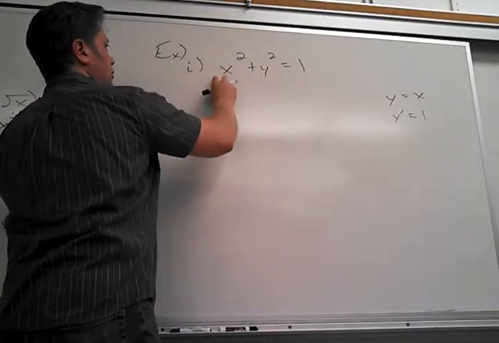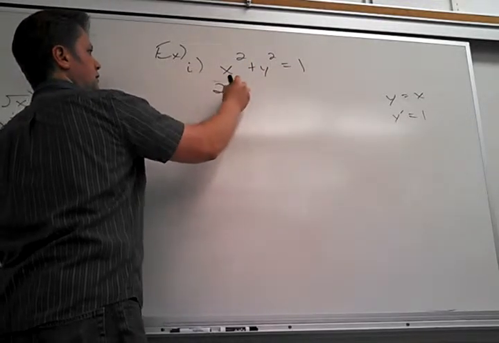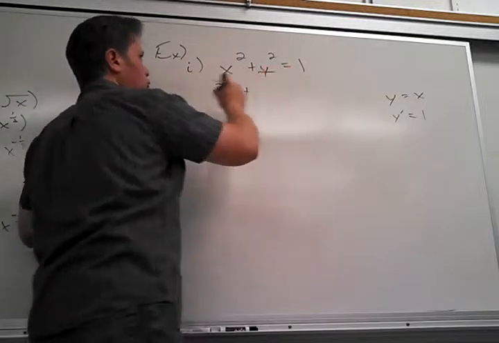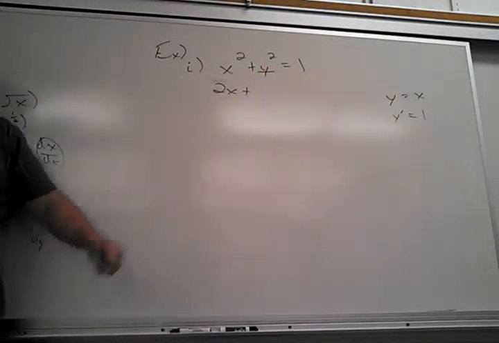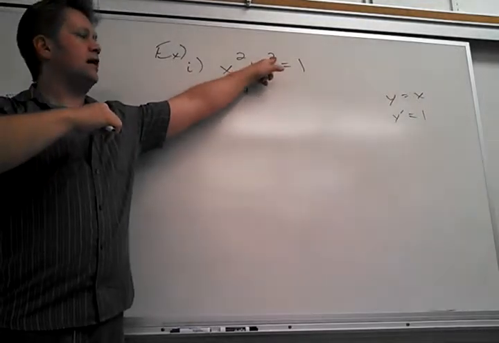So what's the derivative of x squared with respect to x? 2x. Now what happens here? What rule do you have to use? Chain rule. That is a function of x inside the square function.